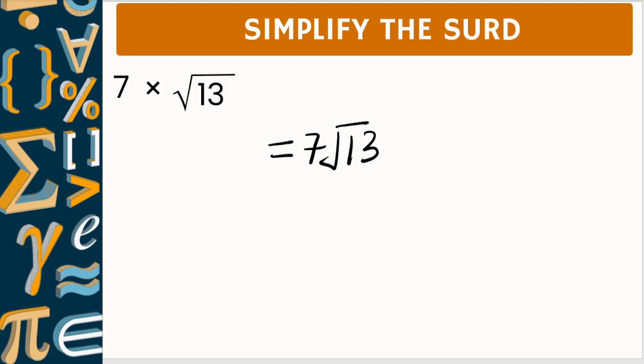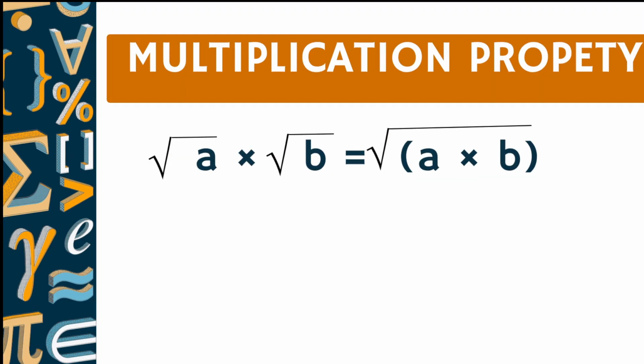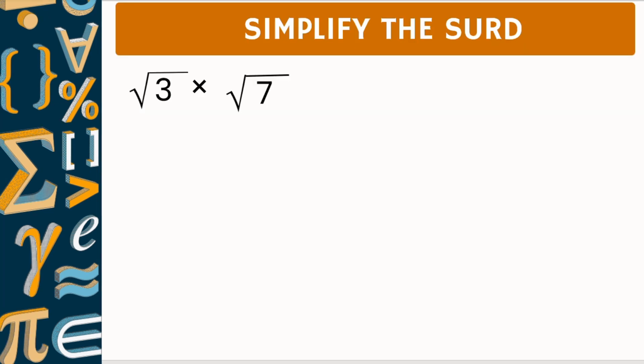Let's move down to the next multiplication property. Here we have root A times root B, and that will be all in bracket and then in square root A times B. So you multiply the irrational numbers together. Okay, so having seen that multiplication property, let's apply that here.